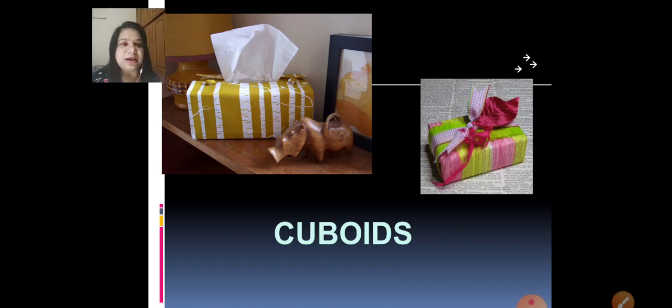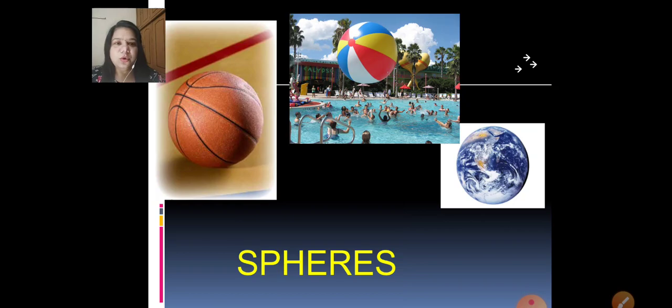Oh, these are rectangular boxes, gift packs. What are these shapes? These solid figures are called cuboids. Length, breadth and height all three are different here. Oh, basketball and the other balls. These round shapes, round solids, are called spheres.